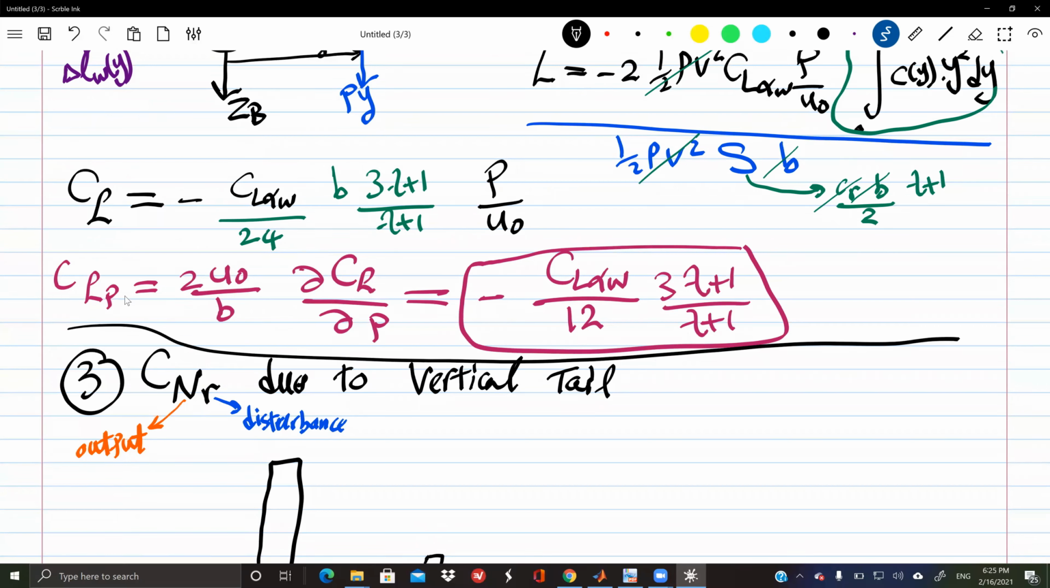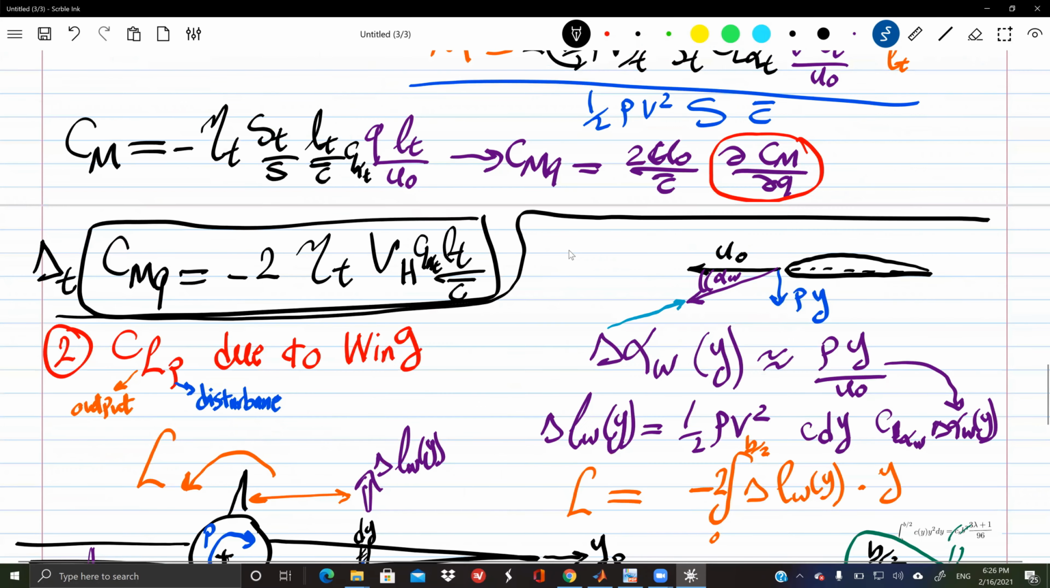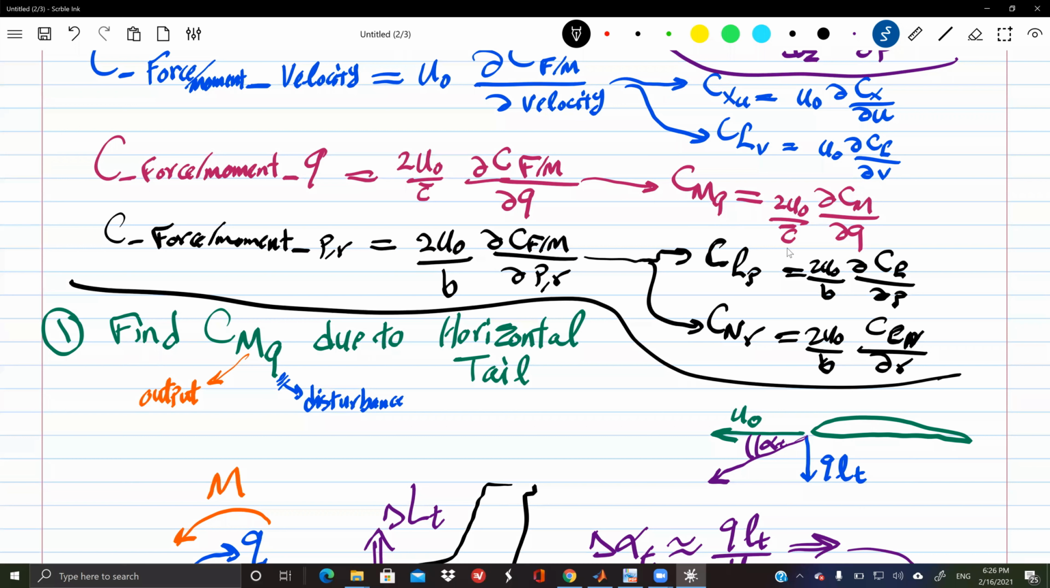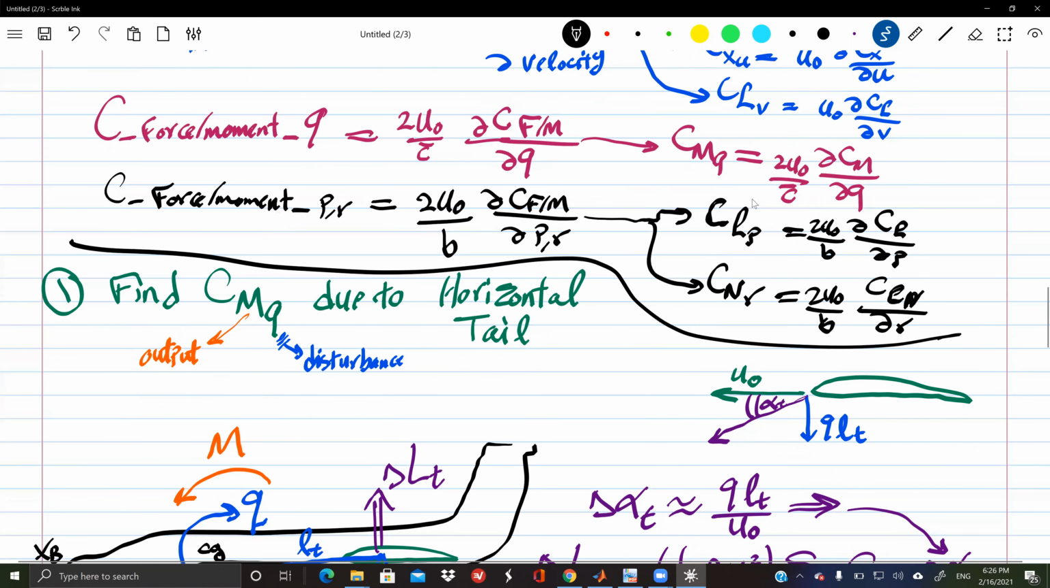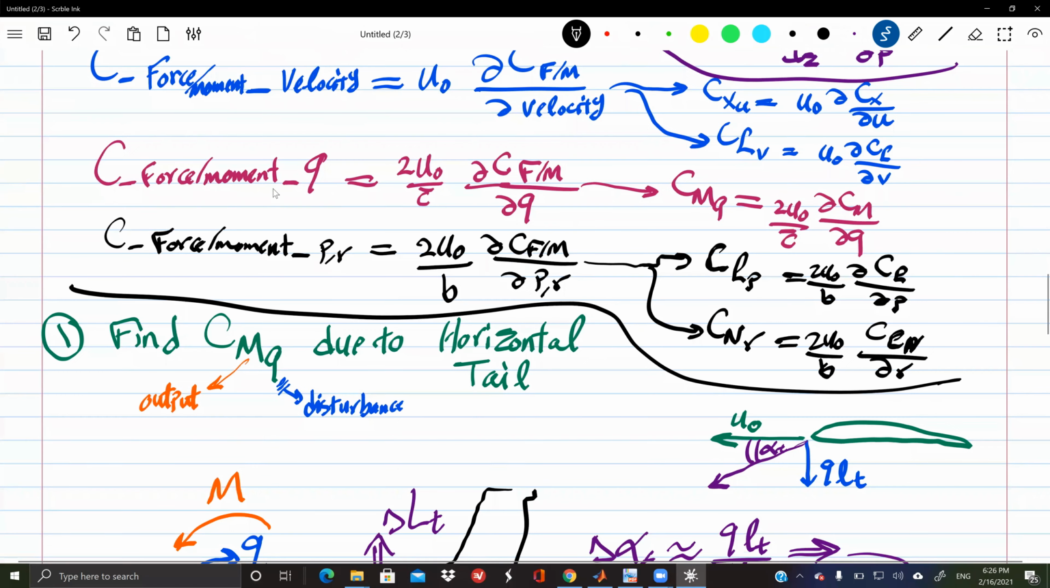The definition of CLP: you get the CL, differentiated with respect to P, so remove B, and then you multiply by 2 U naught over B, so you multiply by 2. So this 24 becomes 12. Oh, okay. There's a 2 in the definition. In actually all these definitions of the rotations, the CMQ, CLP, CNR, all these rotations, there is a 2. The reference length is taken to be half of these things.